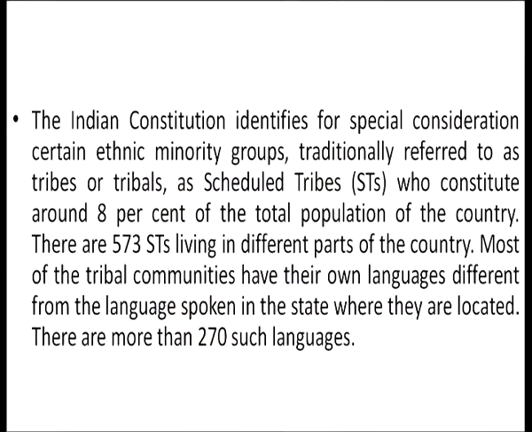The Indian Constitution identifies certain ethnic minority groups, traditionally referred to as tribes or tribals, for special consideration as scheduled tribes, who constitute around 8% of the total population of the country. There are 573 scheduled tribes living in different parts of the country. Most of the tribal communities have their own languages, different from the languages spoken in the state where they are located. There are more than 270 such languages.